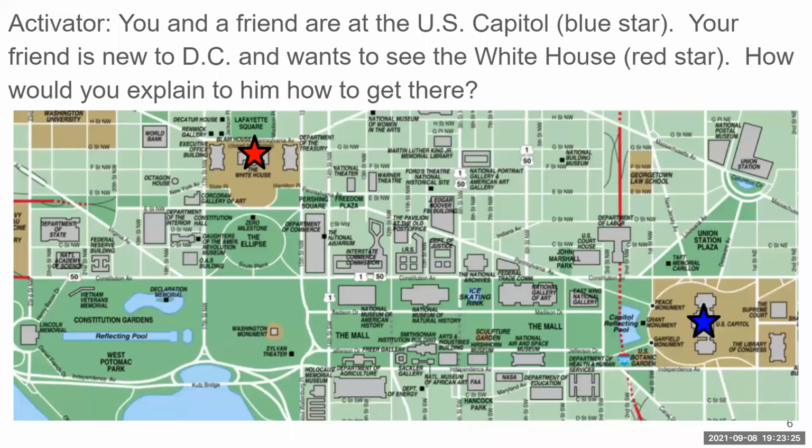Okay, so we got started today with a pre-assessment / warm-up, and it says you and a friend are at the United States Capitol. That's the blue star in the bottom right corner of your screen. Your friend is new to DC and wants to see the White House, which is over here at this red star. How would you explain to him how to get there?